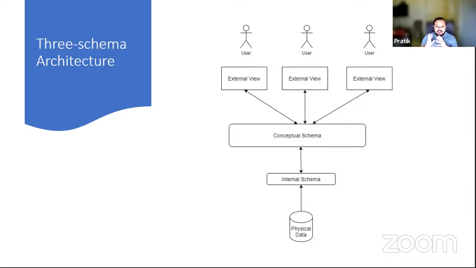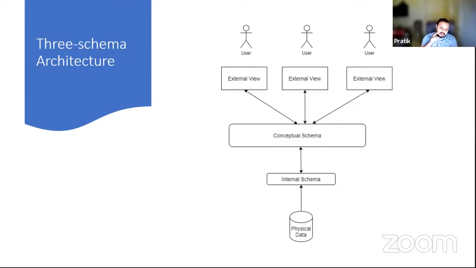So every user gets to see a different version, or rather a different format, a different schema of the data. That is known as the external view or the external schema of the data. And this is one of the major advantages or major features that you get in a database management system.